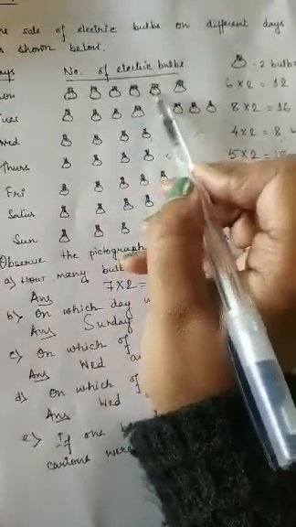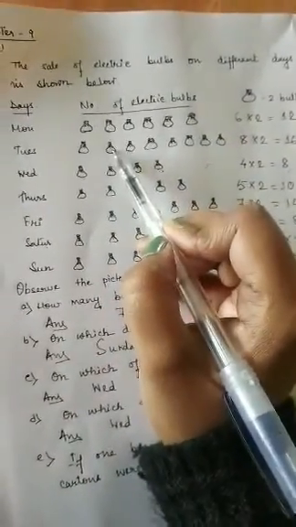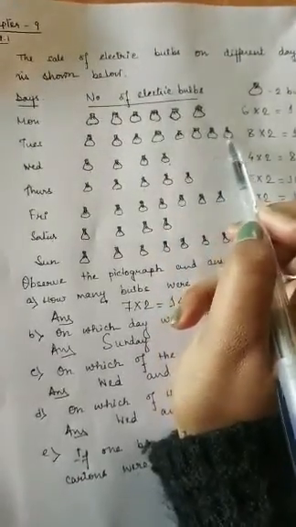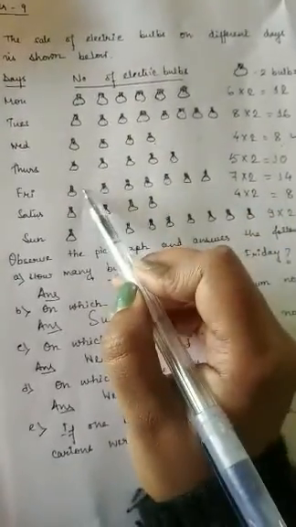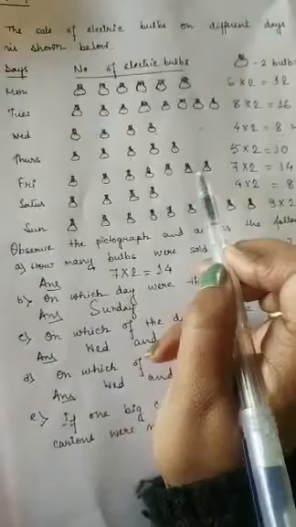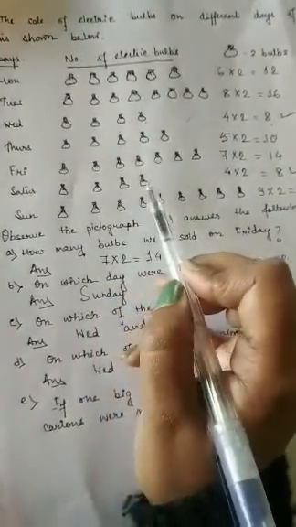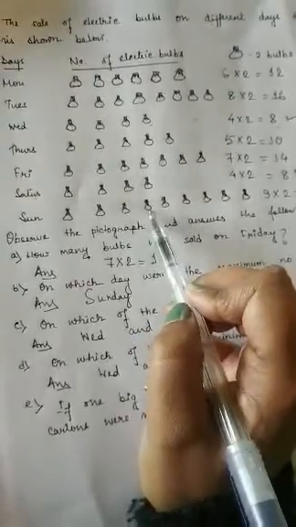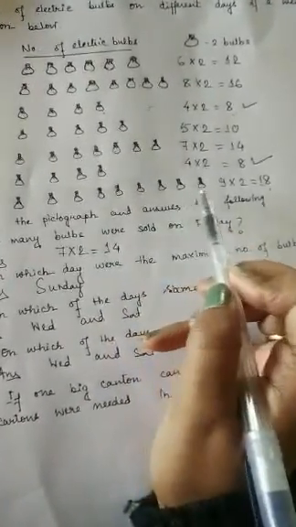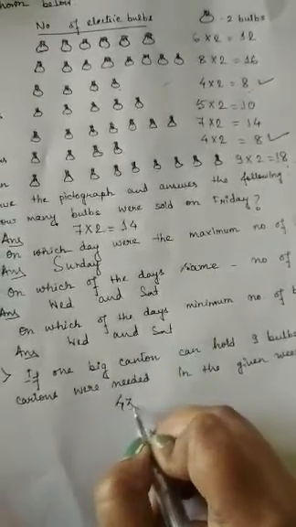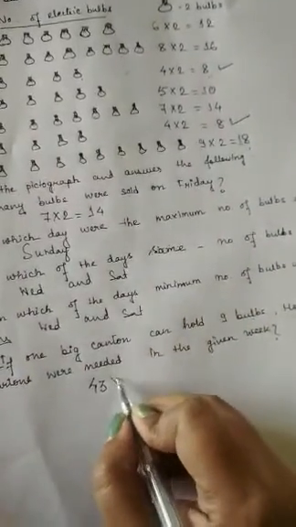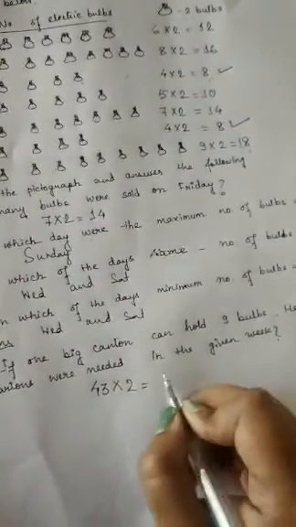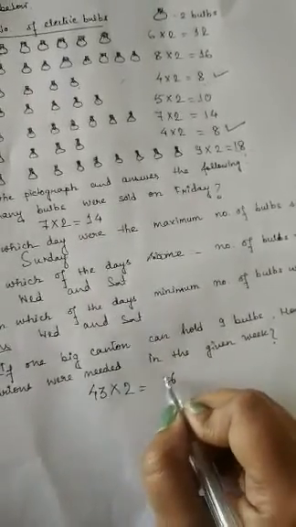So how many symbols are there? 1, 2, 3, 4, 5, 6, 7, 8, 9, 10, and so on up to 43. Total 43 symbols, and each symbol represents 2 bulbs. So 43 into 2, 3 2s are 6, 4 2s are 8. Total 86 bulbs were sold in the given week.